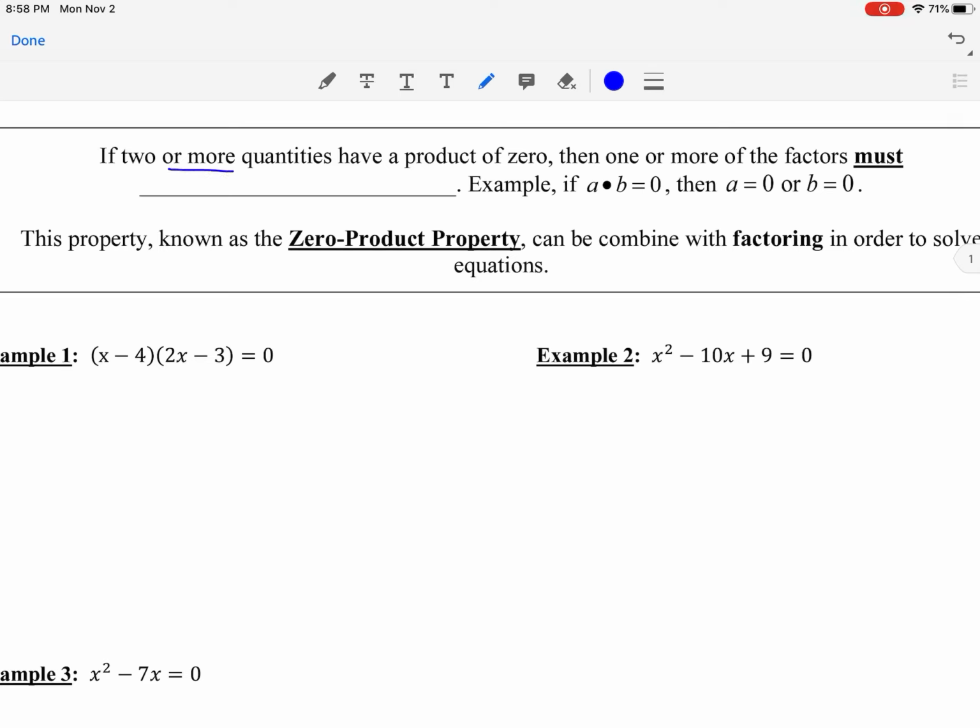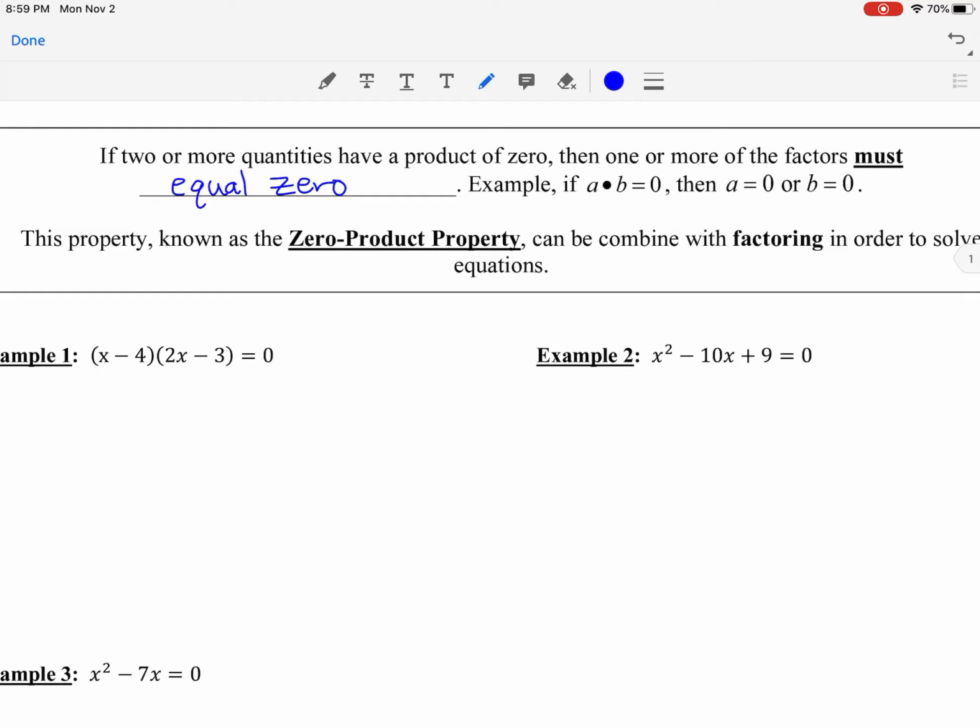So if two or more, so it could be more than two, but today we'll just look mostly at two. If two or more quantities have a product of 0, so when I multiply them, remember that's what product refers to, then one or more of the factors must equal 0. For example, if a times b equals 0, then a equals 0 or b equals 0. One of them has to equal 0. This is called the zero product property.